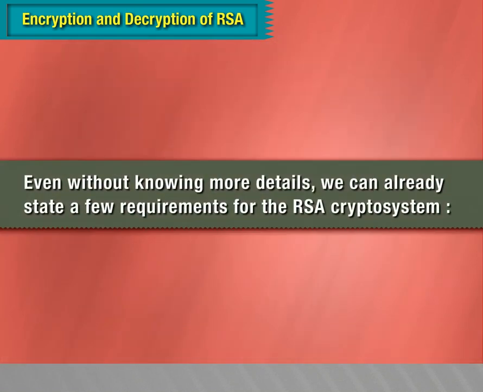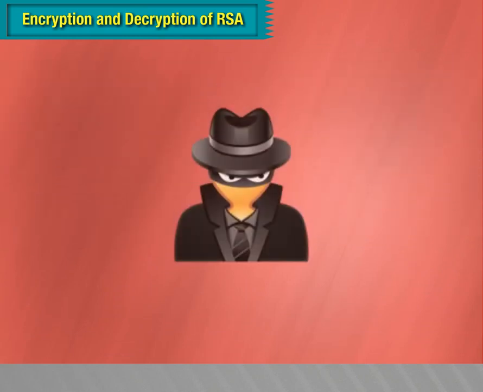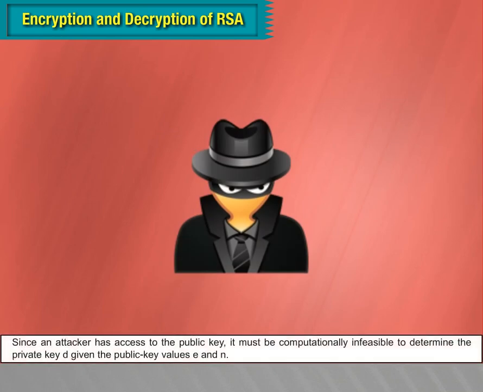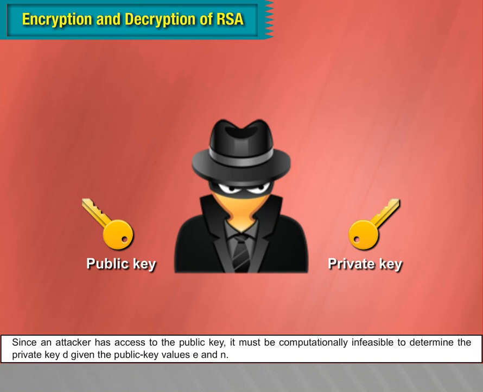Even without knowing more details, we can already state a few requirements for the RSA cryptosystem. Since an attacker has access to the public key, it must be computationally infeasible to determine the private key d given the public key values e and n.